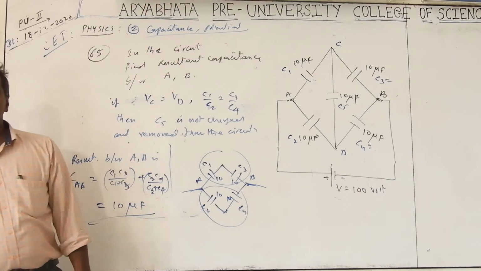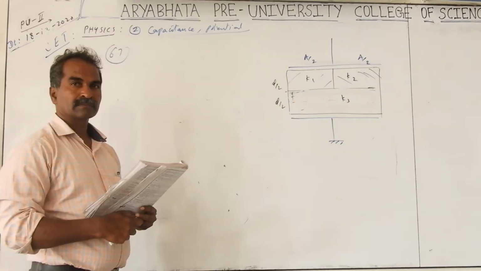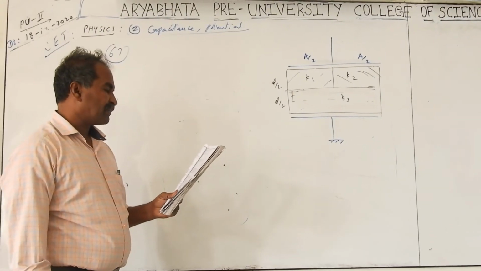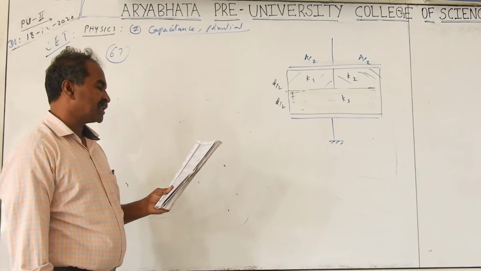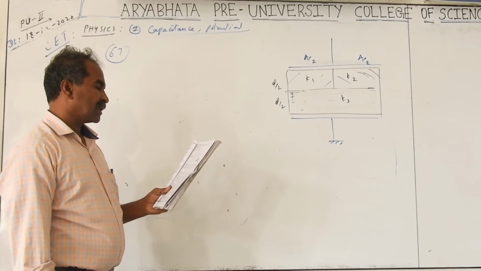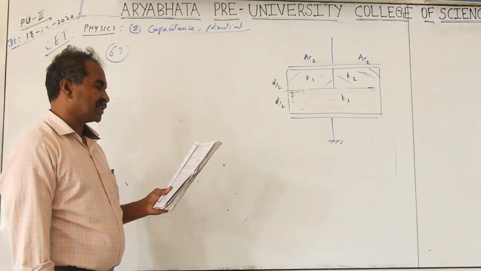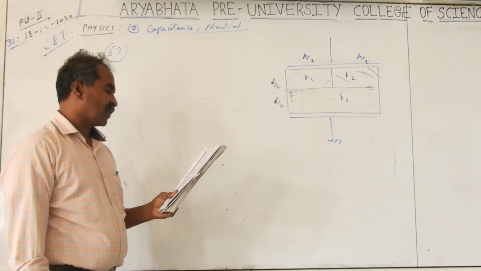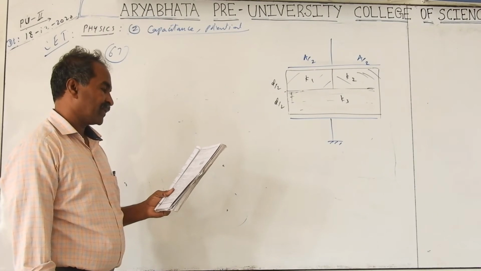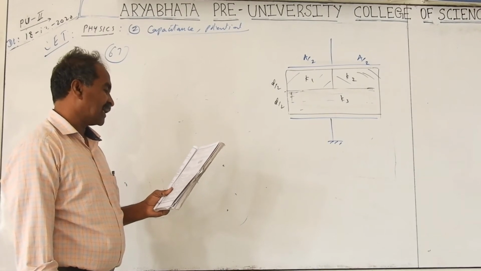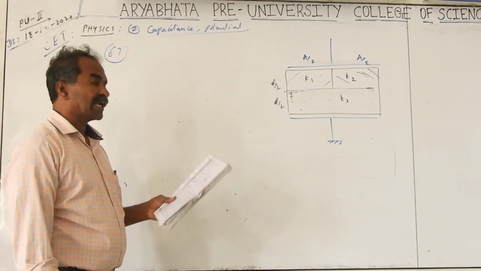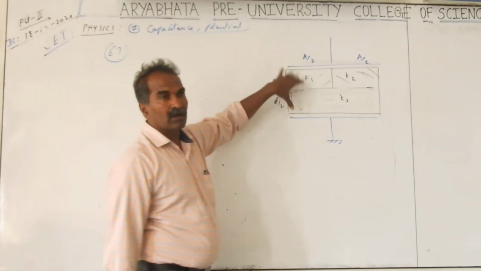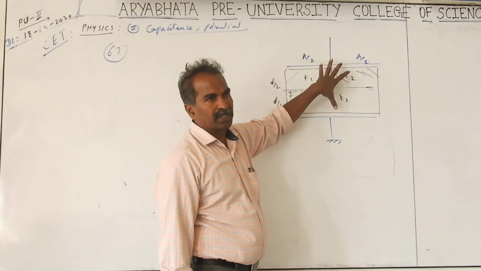Next, question number 67. A parallel capacitor of area A, plate separation D, and capacitance C0 is filled with three different dielectric materials with constants K1, K2 and K3, as in the figure. If these three are replaced by a single dielectric, that is the resultant, what is its dielectric constant? That means you have to find the equivalent dielectric constant of this combination.